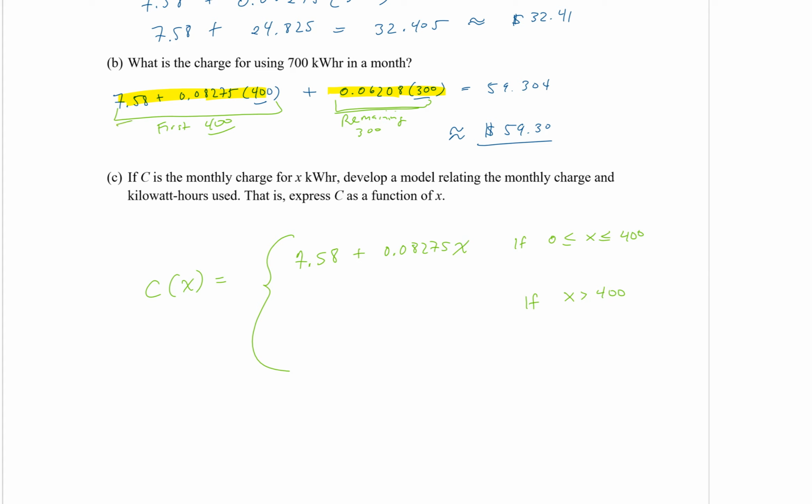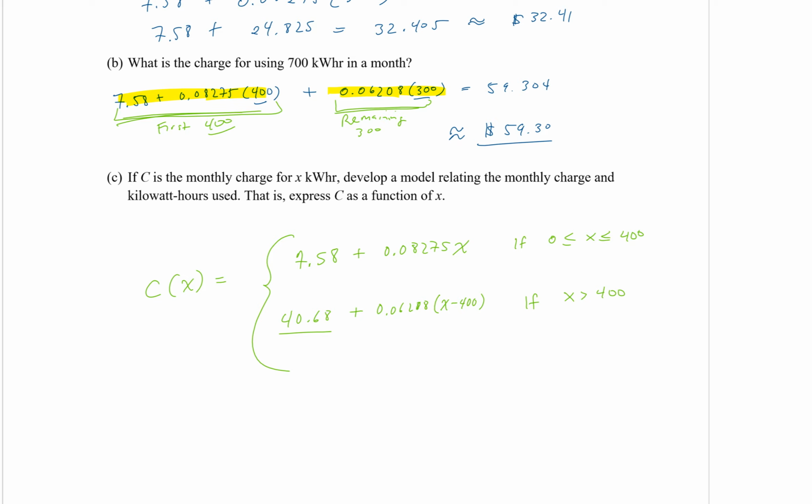So how much would this cost? I actually didn't do that separately, so let's see. It's going to be 7.58 plus 0.08275 times 400. It's going to actually be 40.68. This is for the first 400, plus the remaining 0.06208. Now I don't put X here. I'm going to put X minus 400. You're thinking, why am I doing that?